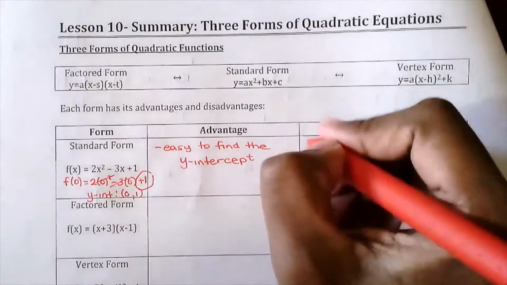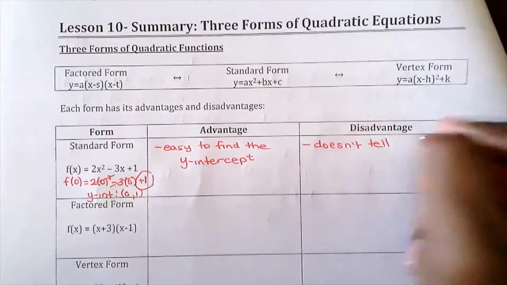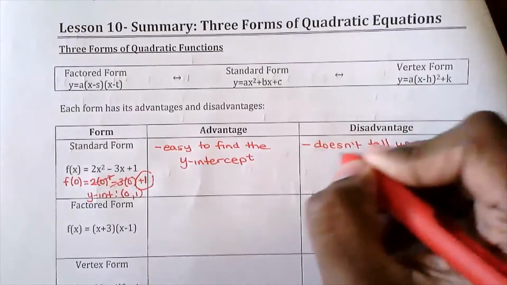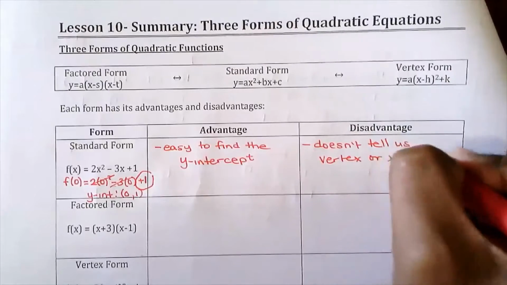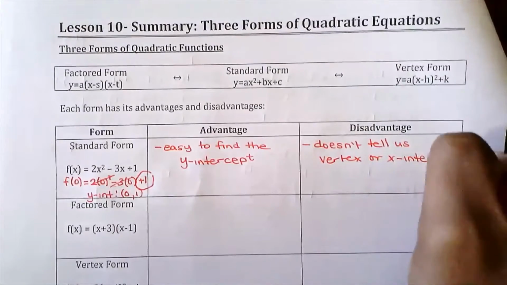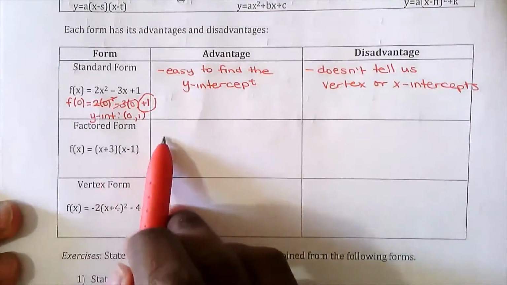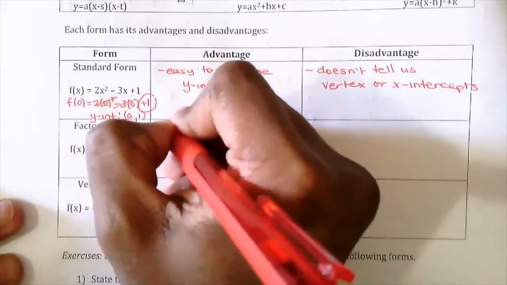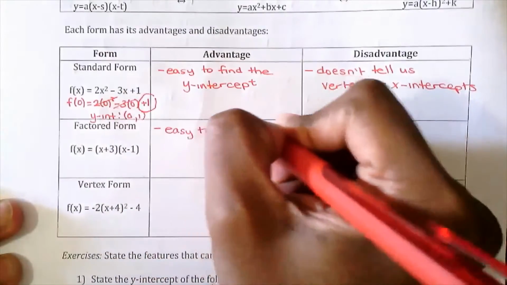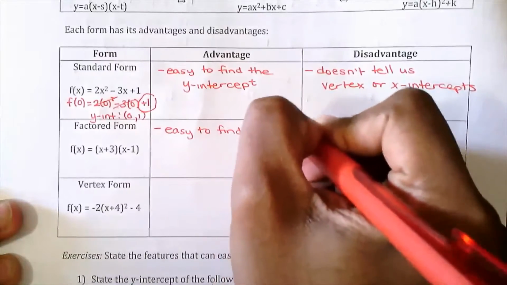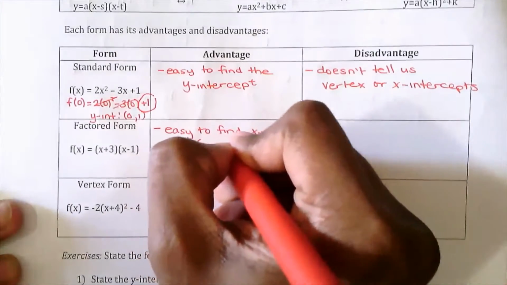The disadvantage, it really doesn't tell us anything about the vertex. So it doesn't tell us the vertex or x-intercepts. If we take a look at factored form, the major advantage was it was easy to find the x-intercepts. Again, you should know the synonym for that is zeros.